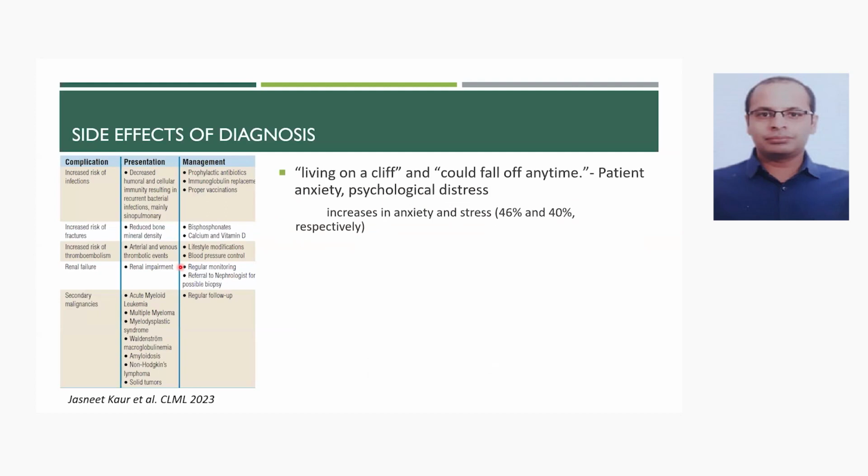However, that was the better part. The flip side is that many of the patients report feelings like living on a cliff or falling off any time. There is patient anxiety and psychological distress, which can be seen in almost 40 to 50% of these patients. And when they are referred to a cancer specialist, there is a fear of having cancer at each visit. Imagine you're calling an MGUS patient after 6 months, so they're always in fear with their investigations. If they are turning to myeloma, smoldering myeloma, or any of the other clinical syndromes, that fear is always there.